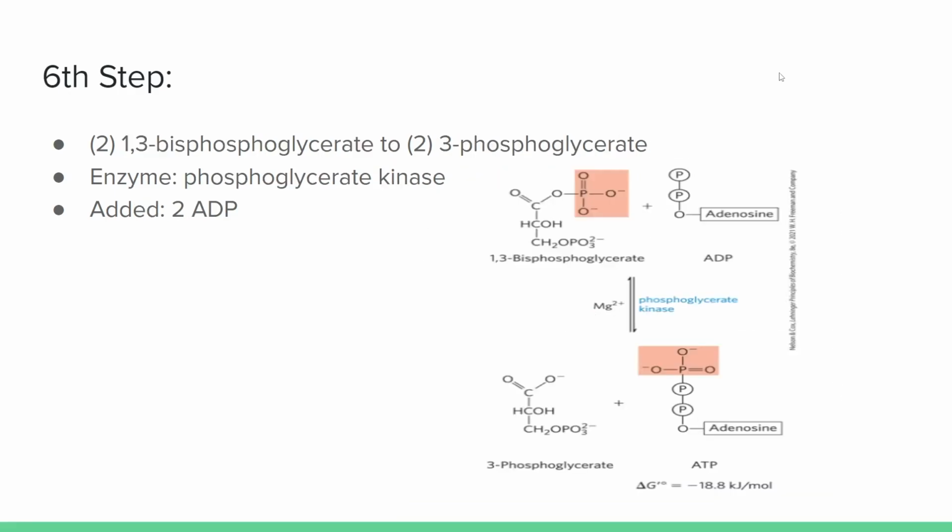Using the 1,3-bisphosphoglycerate with ADP and the enzyme phosphoglycerate kinase, the ADP is converted into ATP from the donation of the phosphate group of the 1,3-bisphosphoglycerate, yielding ATP and 3-phosphoglycerate. This phase is reversible.